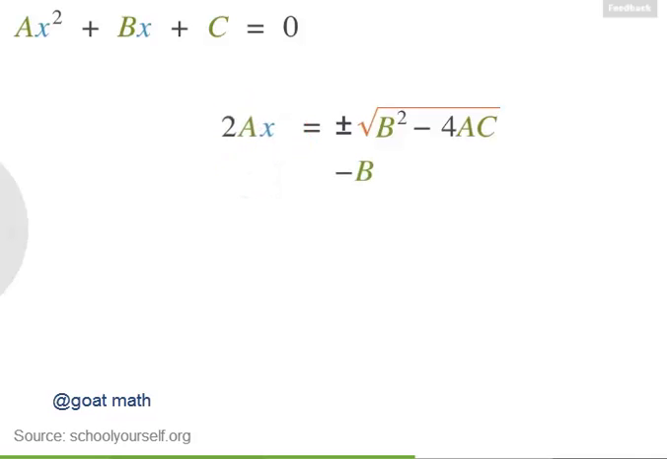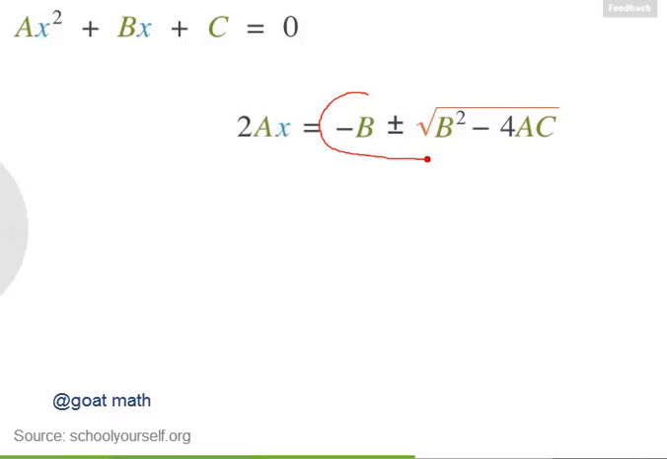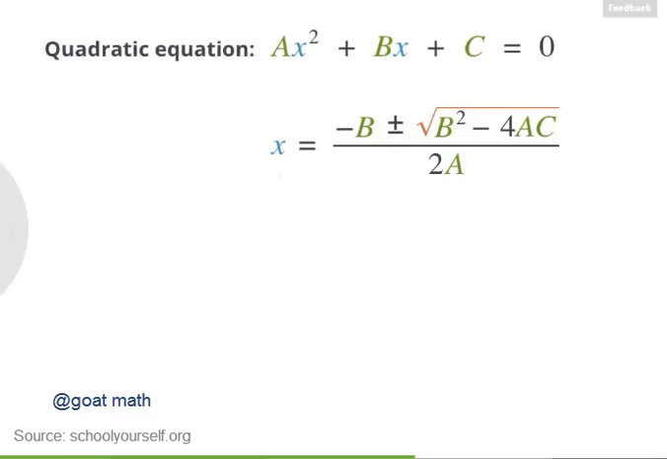So these terms cancel, and on the right we have negative b plus or minus the square root. And finally, let's divide both sides by 2a. On the left, the 2a's cancel out. And we've done it. So for any quadratic equation of the form ax squared plus bx plus c equals 0, you know that x must be equal to negative b plus or minus the square root of b squared minus 4ac all over 2a. And this is known as the quadratic formula.